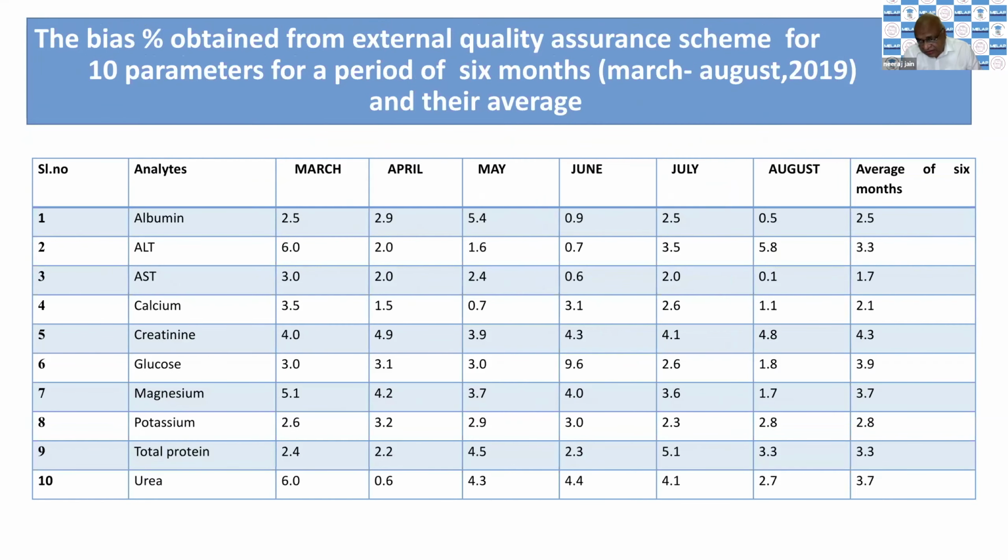Then we calculated bias from our EQAS data, and then we calculated this bias percentage for every month, and then we calculated average bias percentage for the 6 months. Now we have bias percentage as well as CV%. That means information about inaccuracy and information about our imprecision. Now we are proceeding further.